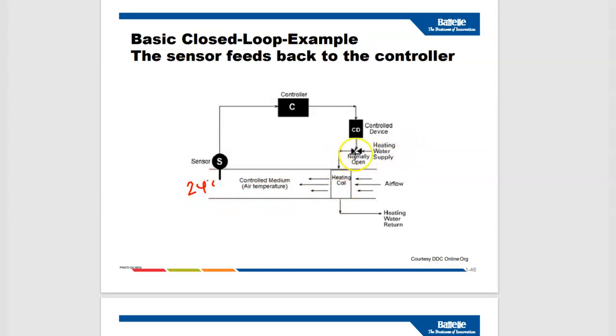If you continue supplying heating water inside this heating coil, what happens? The airflow will become hotter than before, so maybe it would increase up to 25 or above. This is a closed loop, which maintains 24 degrees.